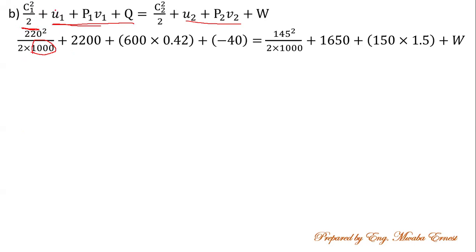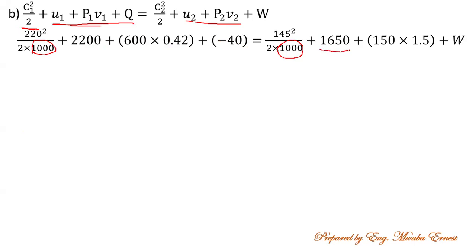Internal energy number 1, which is U1, was given as 2,200. Pressure 1 was 600. Specific volume 1, 0.42. And the heat energy was negative 40. So there we are. That is for the first part. And we continue. Even here, we introduce the 1000 for kinetic energy to ensure that we can convert it from joules to kilojoules per unit mass. The rest, we just substitute.